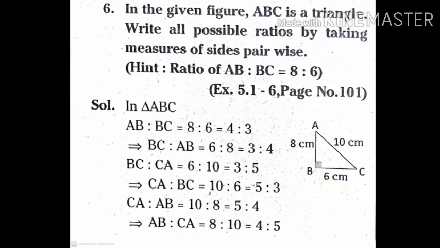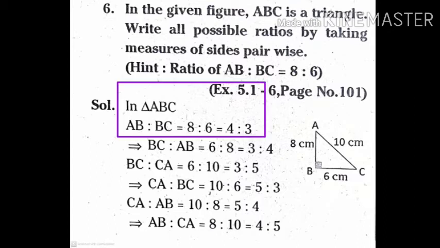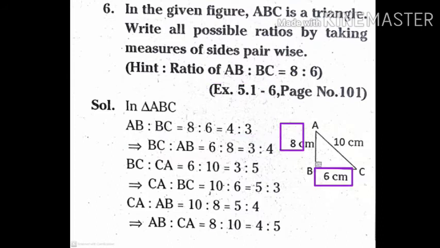Next question. In the given figure, ABC is a triangle. Write all possible ratios by taking measures of sides pairwise. Solution. Observe the picture. Length of AB is equal to 8 cm. Length of BC is equal to 6 cm. Length of AC is equal to 10 cm. In triangle ABC, AB is to BC is equal to length of AB, 8, is to length of BC, 6. That is equal to 2 4s are 8, 2 3s are 6, that is 4 is to 3.